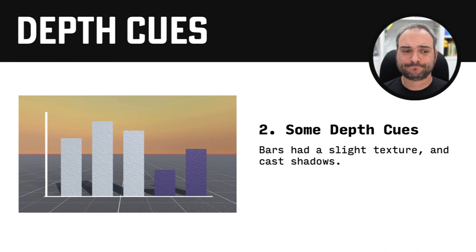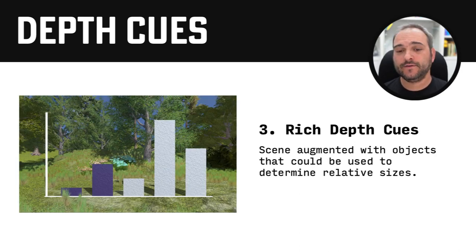The next condition is called some depth cues, where the bars were given a slight texture and they cast shadows from the light. We'd consider this a best practices chart for designing visualizations in VR. This has potentially useful cues without anything too over the top. And then we have a third condition called rich depth cues. And in this case, the scene is augmented with objects that could be used to determine relative size, such as trees and cars and light poles.